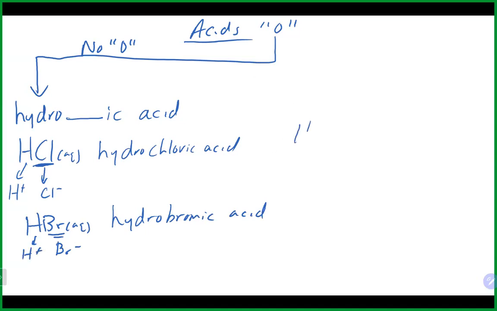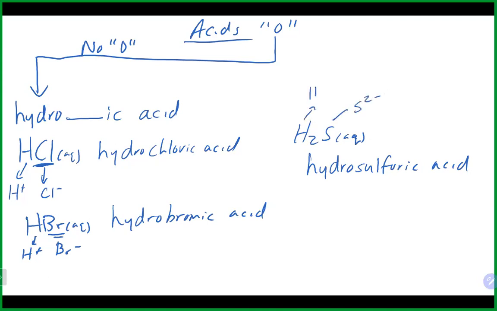How about H2S? That's an acid here. That should be what? Hydrosulfuric acid. There are two hydrogens here because sulfur is a -2, and we would need two of those hydrogens to balance out the charge.